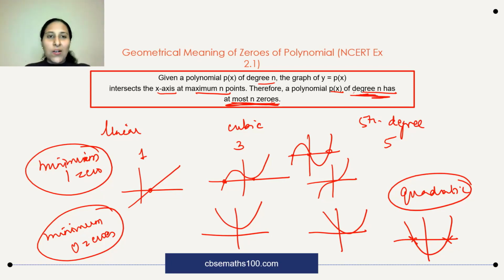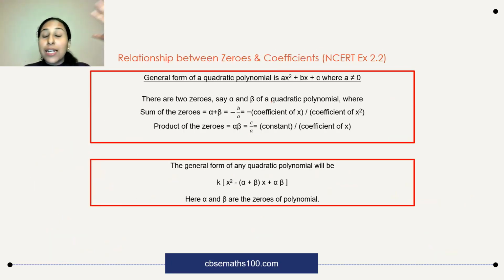Next, the relationship between zeros and coefficients, particularly for a quadratic polynomial. This comes in NCERT exercise 2.2. The general form of a quadratic polynomial is ax square plus bx plus c, where a should not be equal to 0. If a was equal to 0, then this would not be a quadratic polynomial. So the x square coefficient should not be 0, but the x coefficient or the constant term could be 0.